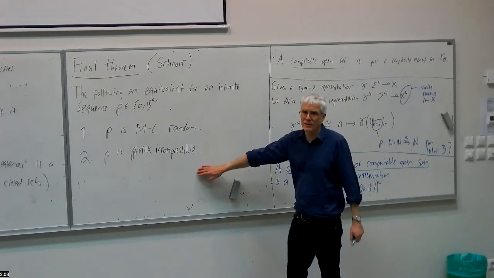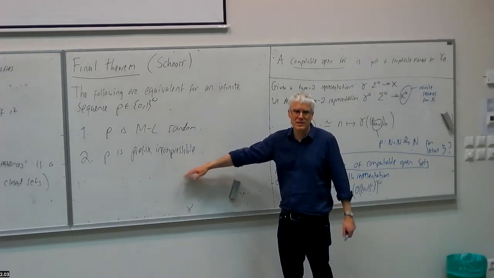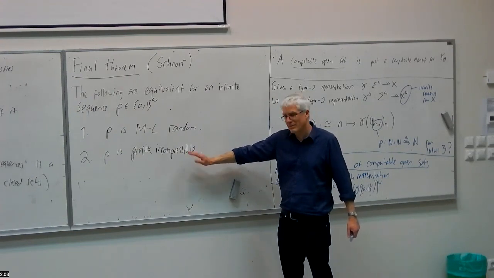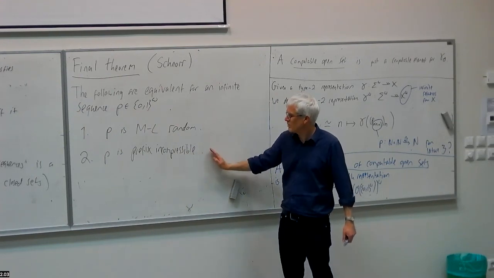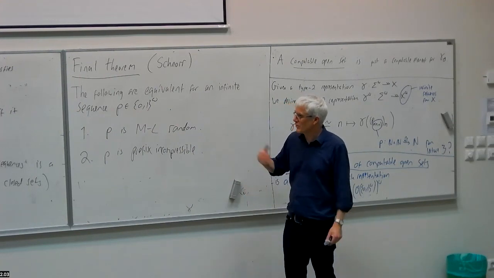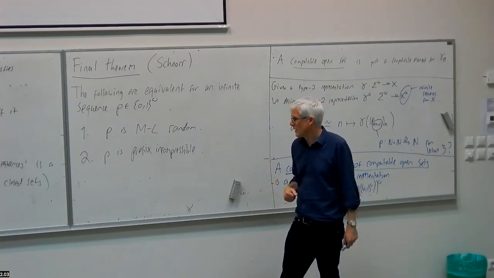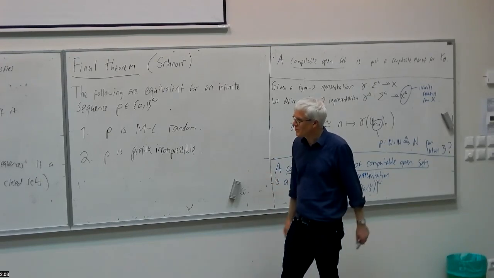And the third equivalent that people use, which is to do with unpredictability, using a notion of martingale that's similar to the probability theoretic notion of martingale, but that's getting much more technical. But this equivalence is combining these two concepts, algorithmic randomness and algorithmic information theory. We'll end with that.